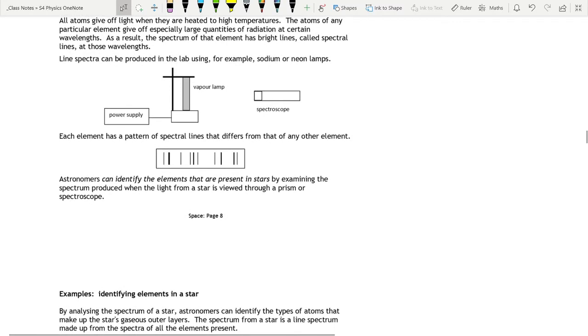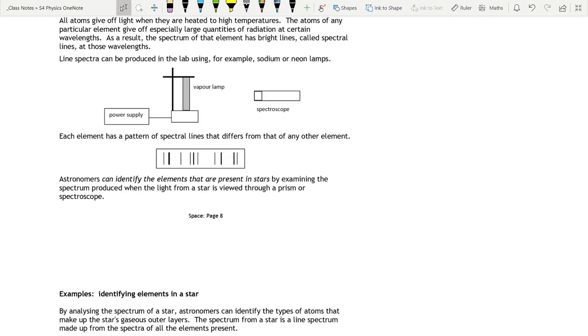Astronomers can identify the elements that are present in stars by examining the spectrum produced when the light from a star is viewed through a prism or a spectroscope. We'll do an example of identifying elements in stars in a second, but I would like you to have a look at some of these.